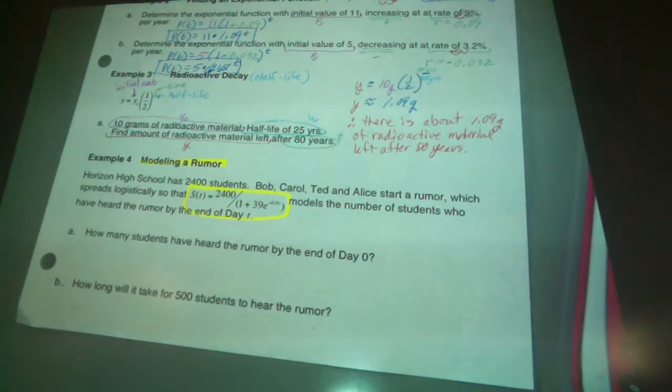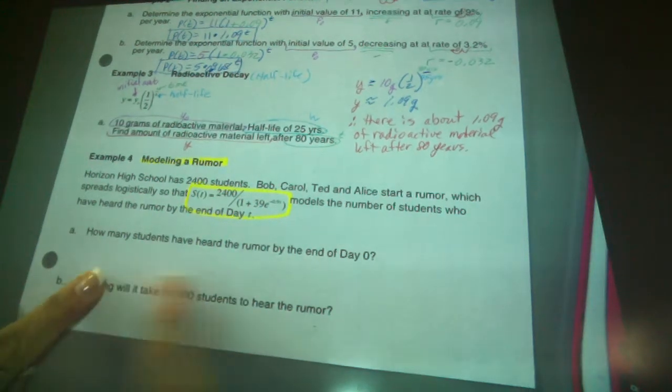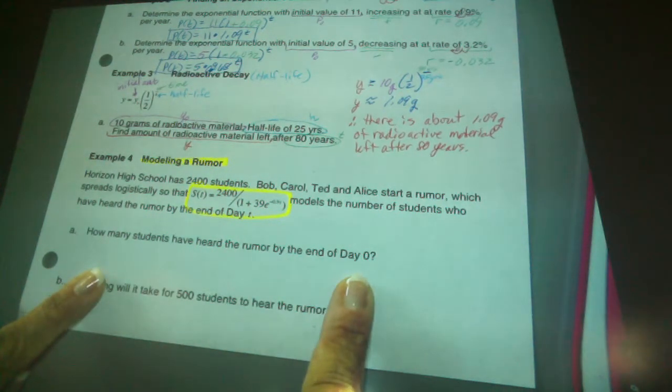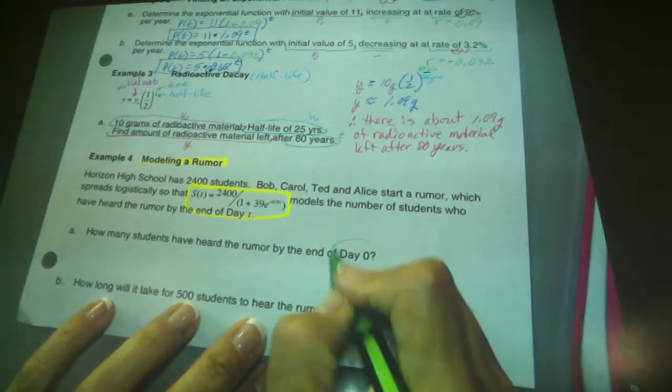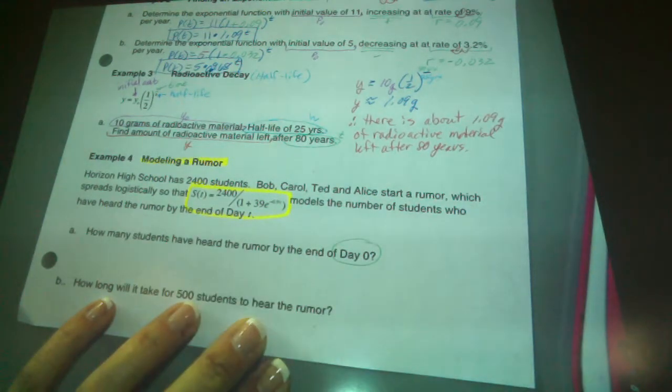Bob, Harold, Ted, and Alice started a rumor, which spreads logistically so that, here's your formula, models the number of students who have heard the rumor by the end of day T. So T is in days. What would be your other horizontal asymptote? You've got y equals 2,400, what's the other one? Y equals 0, because we can't have negative students hearing the rumor, so that makes sense. First question, how many students have heard the rumor by the end of day 0? So day 0, we're going to replace that here. Where does that go? T.